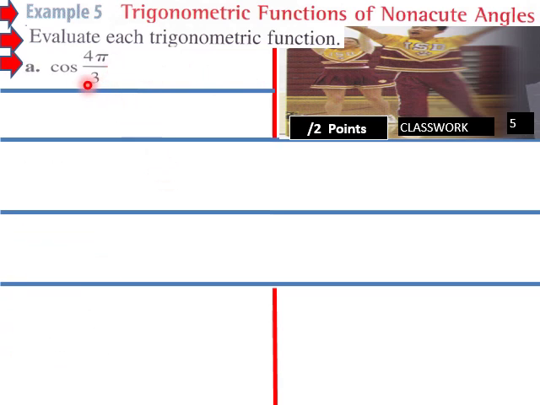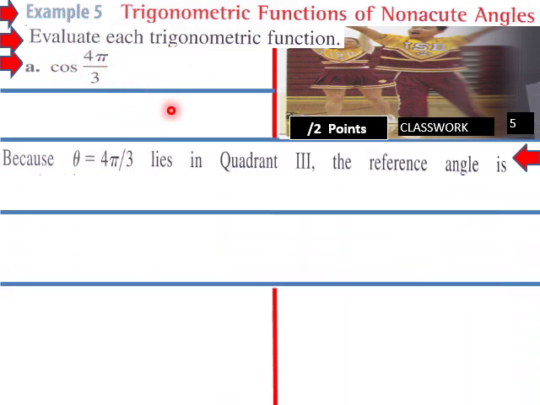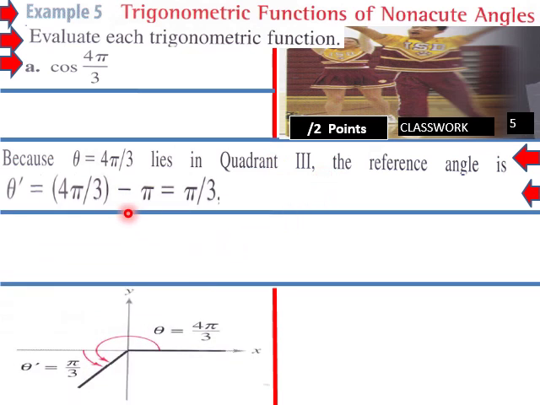Evaluate each trig function. So cosine 4 pi over 3, because theta, 4 pi over 3, lies in quadrant 3, the reference angle is theta prime. Here's your reference angle, and here's 4 pi over 3. So your reference angle is pi, which is 180. So theta prime would equal pi over 3. Going back to your table, that's 30 degrees, since 4 pi over 3 minus pi equals pi over 3.